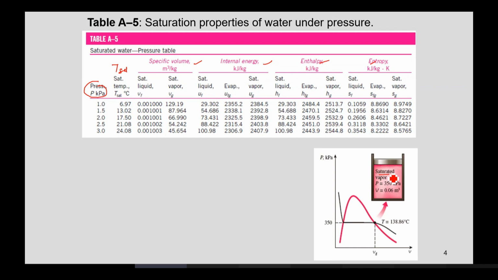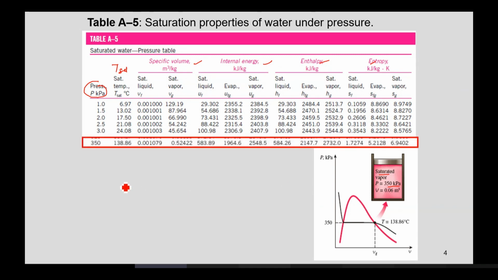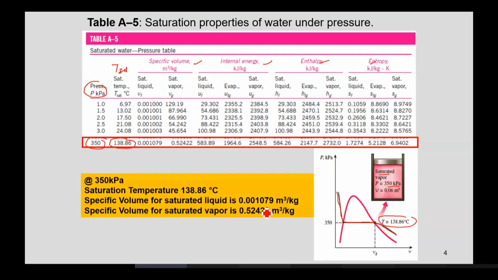So if you have saturated vapor at 350 kilopascal and you want to find out the rest of the properties, for example the temperature of your system, you'll directly go to 350 kilopascal and read the temperature corresponding to it. This would be the temperature for your system. There's a constant temperature line, and the temperature corresponding to your state would essentially be 138.86 degrees centigrade. You can find out the saturated vapor specific volume using the corresponding vg value.